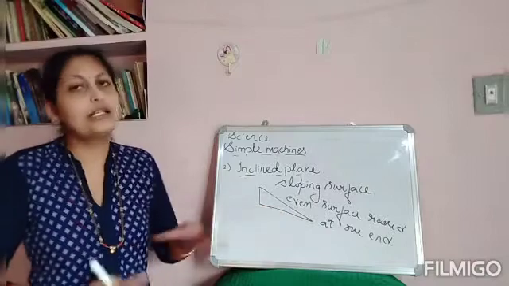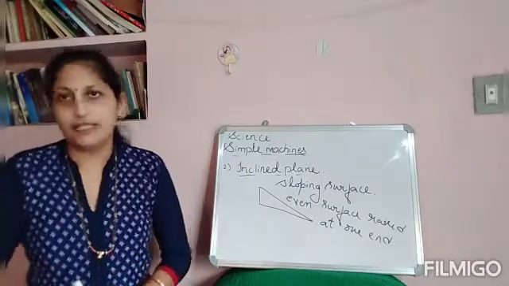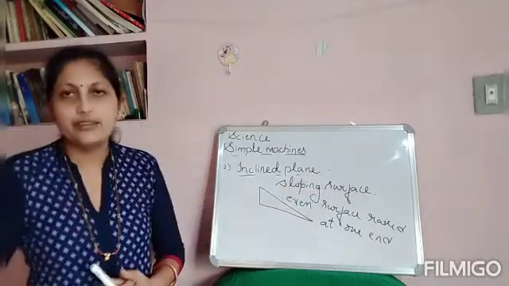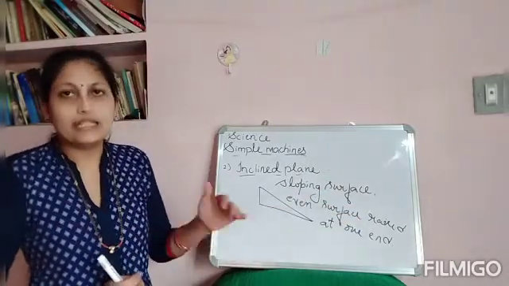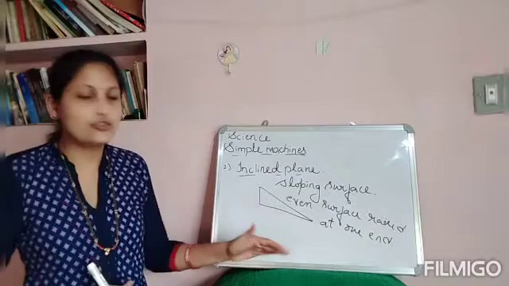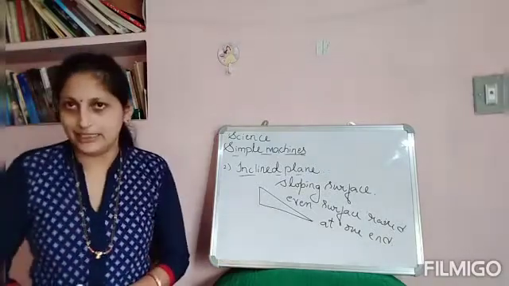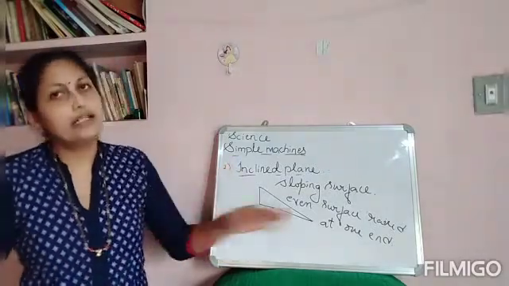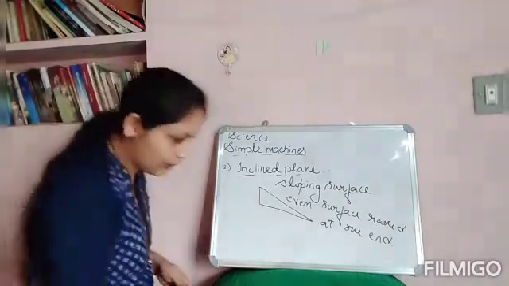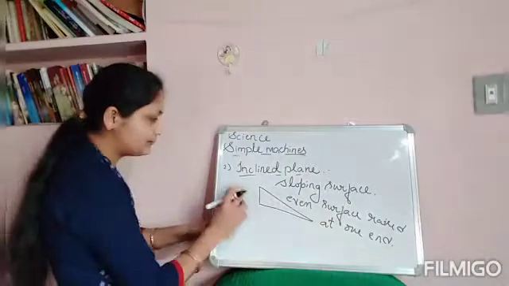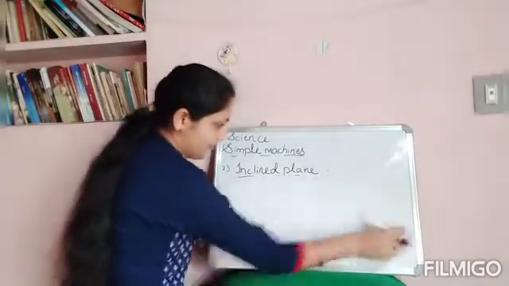So they are all examples of inclined planes. They have a sloping, even surface raised at one end. We can easily carry heavy goods along the slopes. Okay, so these are called inclined planes. Next let us see the third type of simple machine, that is wedge.